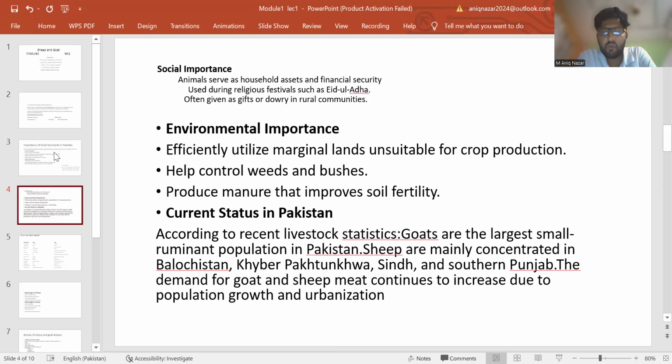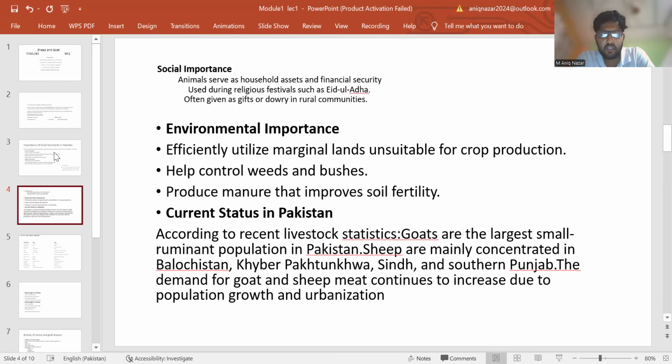Secondly, it is a source of manure that improves soil fertility. There are different types of ingredients within the manure of sheep or goat, which is used as an organic fertilizer and is added to land where the desired fertility level is not achieved. So it is added to that field or agricultural land, and it improves the soil fertility in this case.